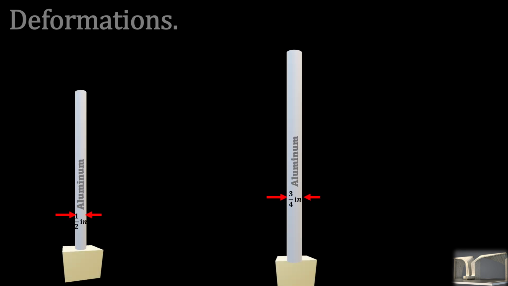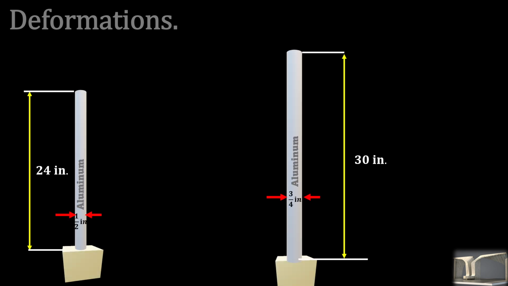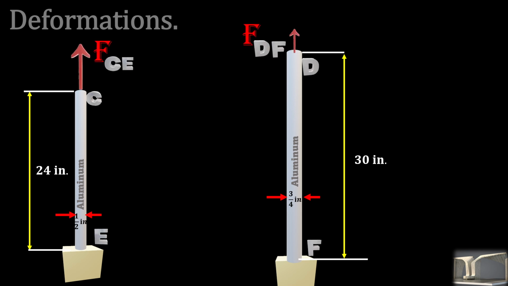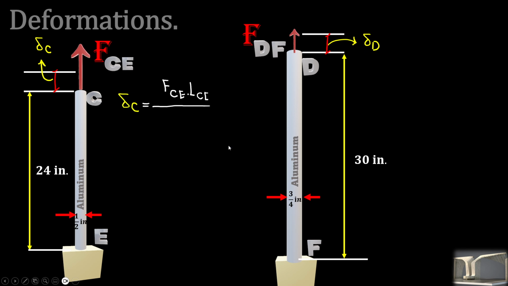Each of these two rods is extended. It's a pulling force at points C and D, and based off the geometry which we observe, there is an increase in the length, called delta C and delta D, in each of those rods. Based off mechanics of materials, delta is nothing but FL over EA.